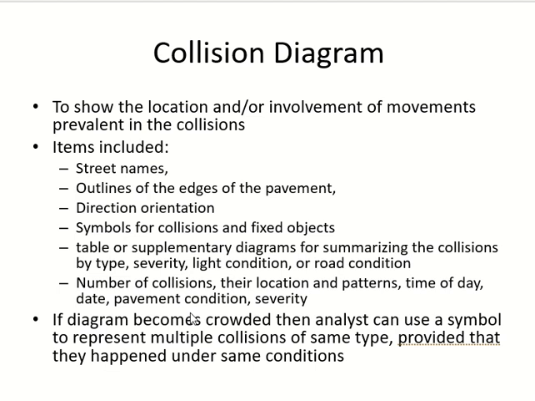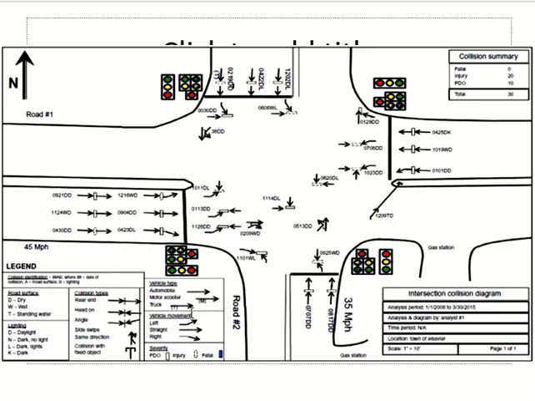Obviously one site may have many crashes, so the diagram could become crowded. If you have, for example, 50 crashes and you try to put 50 crashes in one sketch, it could become crowded. So you can use symbols to show multiple crashes. This symbol means 3 crashes on the same spot or for the same reason and so on. So this can be done as well. This is a collision diagram.